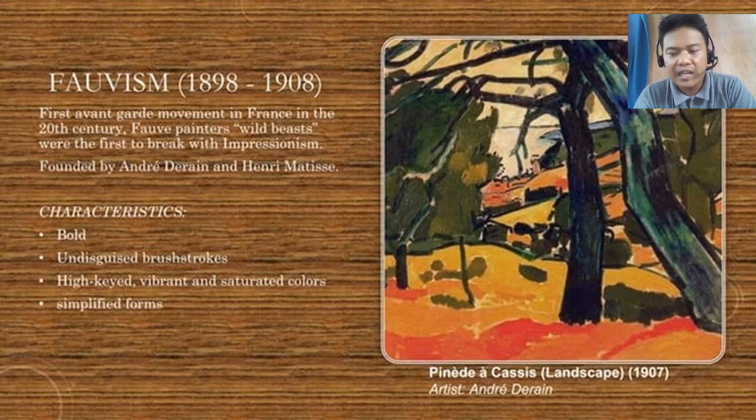Okay, just like this Pinède à Cassis, a landscape by the founder himself, André Derain. You can see the trees are quite simple. The brush strokes can be clearly seen, and the colors that were used were saturated.